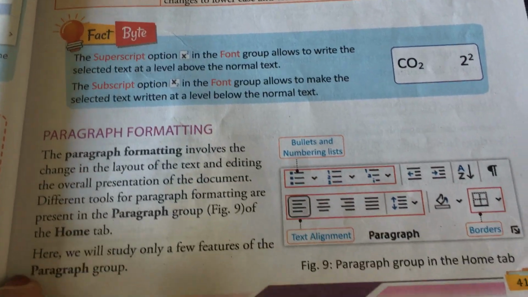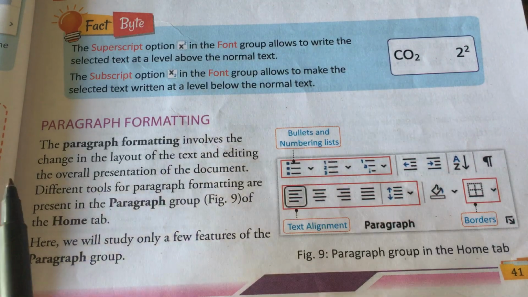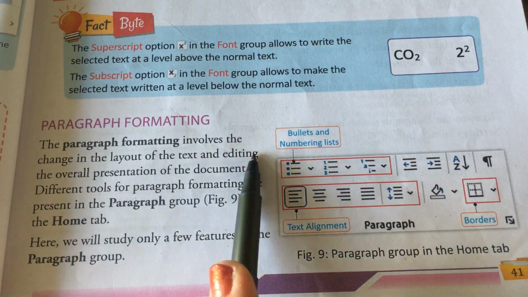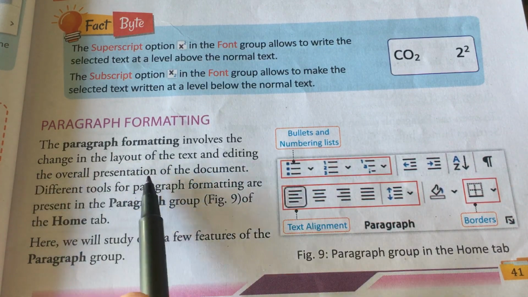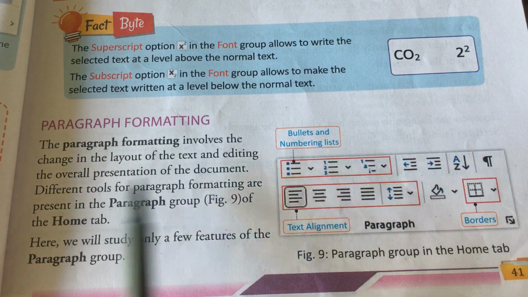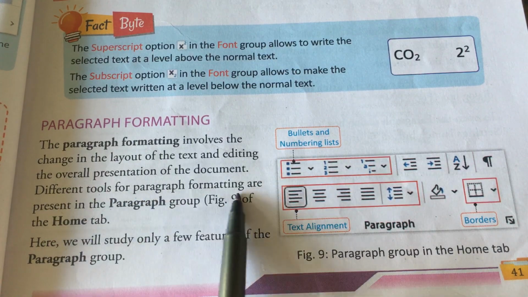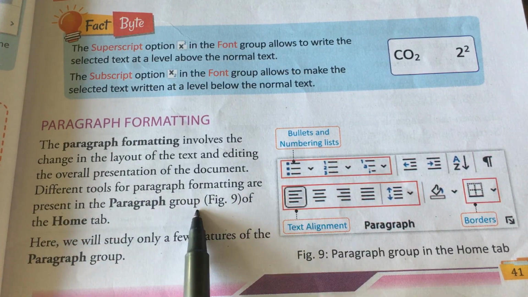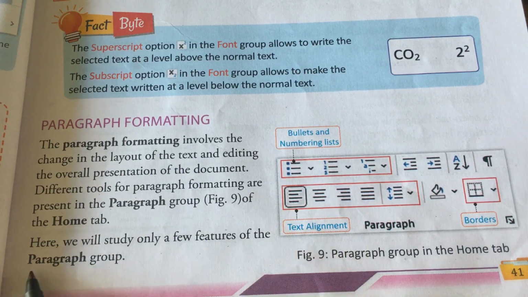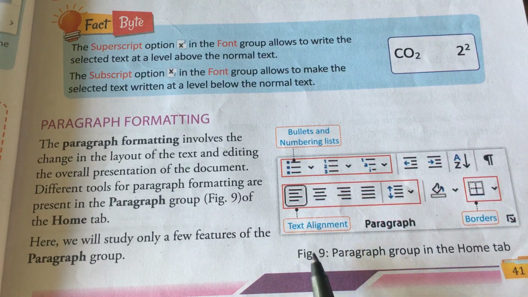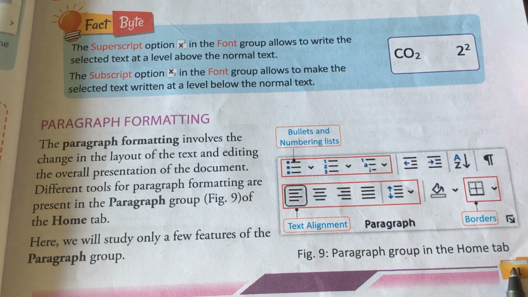Paragraph formatting. The paragraph formatting involves the change in the layout of the text and editing the overall presentation of the document. Different tools for paragraph formatting are present in the paragraph group of the Home tab. Here, we will study only a few features of the paragraph group. So this is the paragraph group in the Home tab.